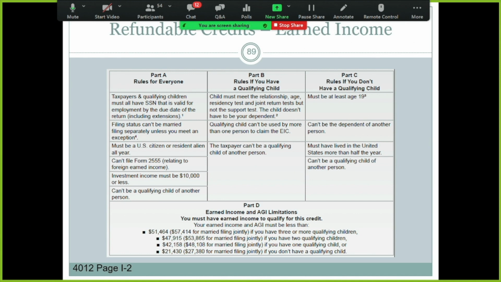Those are the rules for everyone to start to work the way to see if you're still going to qualify. Then part B is rules if you have a qualifying child. The child must meet the relationship, age, residency, and joint return tests, but not the support test. The child doesn't have to be your dependent. This is kind of going back to that qualifying child, where we've talked about relationship, age, and dependency when we talked about those dependents on the first day. The qualifying child cannot be used by more than one person to claim the EIC.